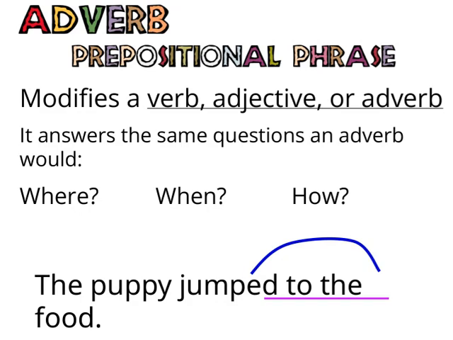Now, let's talk about how adverbs function in a sentence. They primarily modify verbs, adjectives, or other adverbs. Think of them as the words that add extra detail to how an action is performed or how something is described. For example, in the sentence, "The puppy jumped to the food," the adverb tells us more about how the puppy jumped. It helps answer questions like where, when, and how the action took place. This makes our sentences more specific and vivid. Remember, understanding how adverbs answer these questions is key to using them effectively in your writing. They're essential for adding clarity and depth to your descriptions.